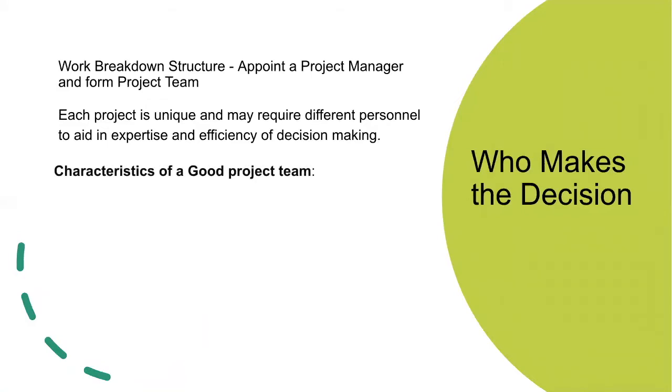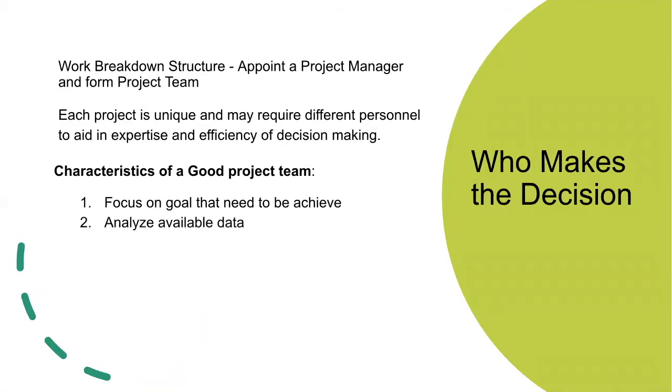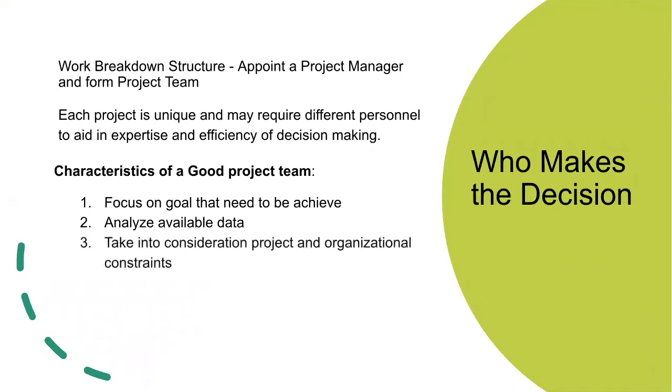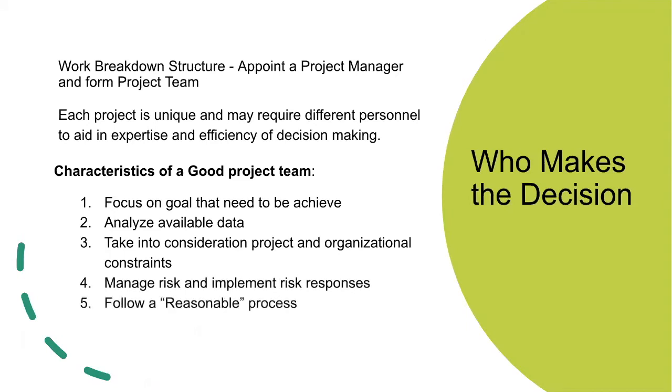Good project teams share these characteristics. Focus on the goal that needs to be achieved. Analyze available data. Take into consideration project and organizational constraints. Manage risk and implement risk responses. Follow a reasonable process. Respect and develop team members.